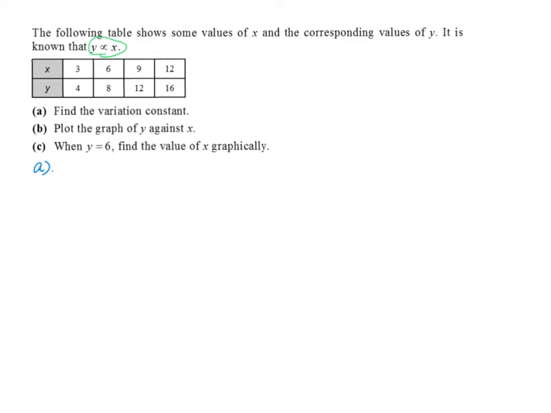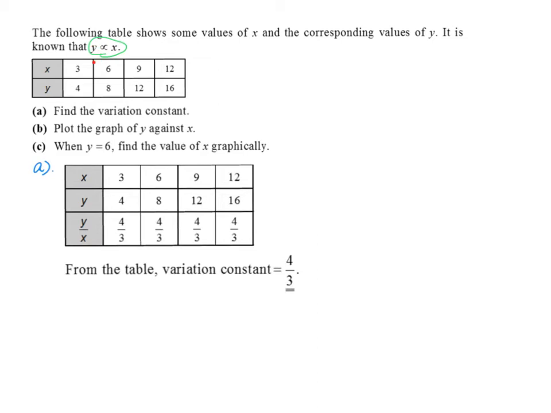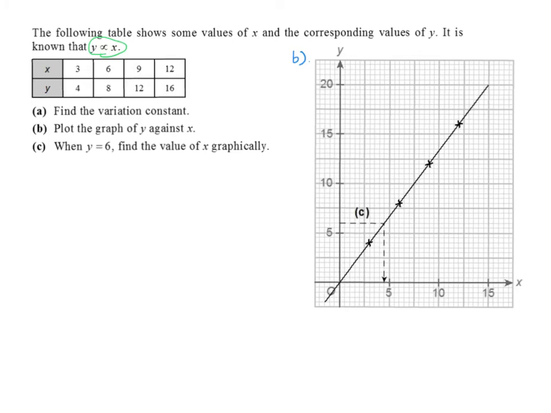So for part A, how do we find that variation constant? As you can see, y goes first. So you take each y divided by x, and you would expect to get the same constant all the time. So from the table, the variation constant equals 4/3. Now if we want to plot the graph of y against x, basically you use these coordinates. So here you go. And you would expect that slope to be 4/3 because the equation would simply be this.